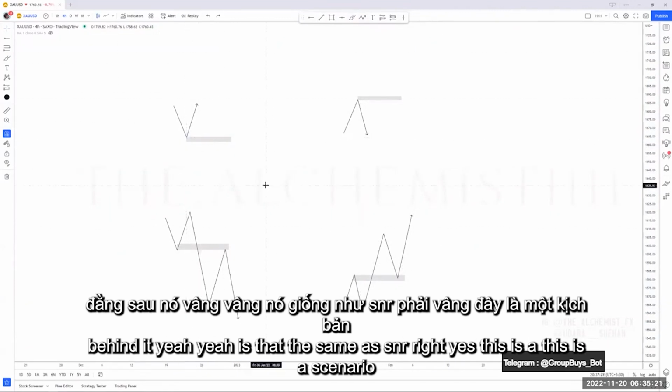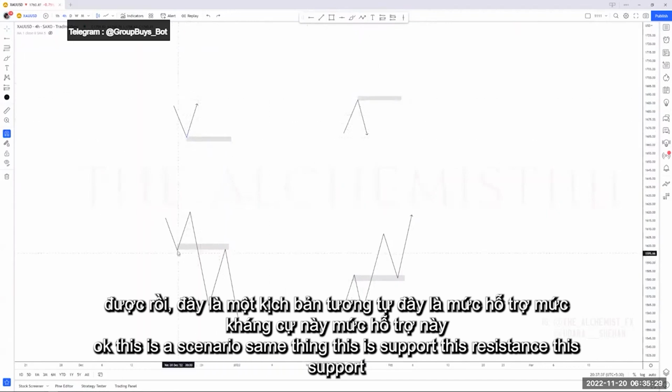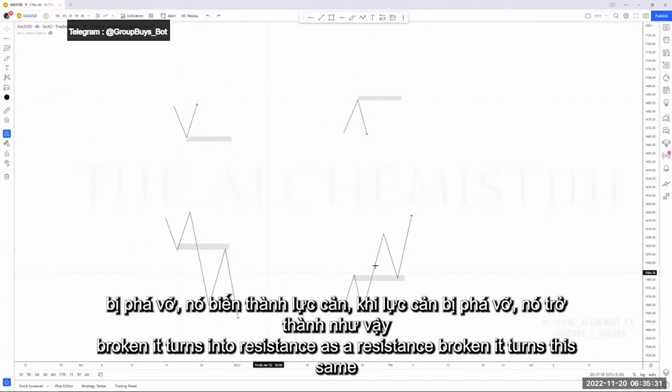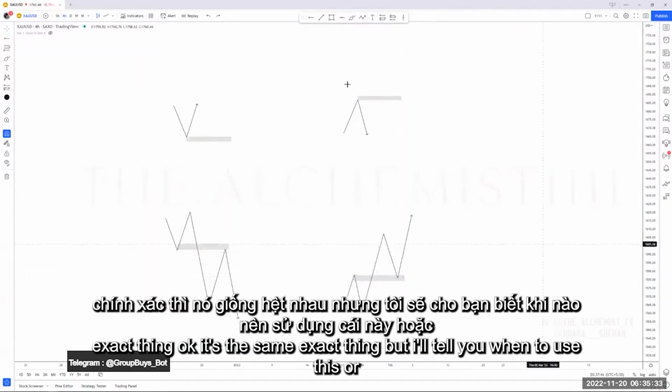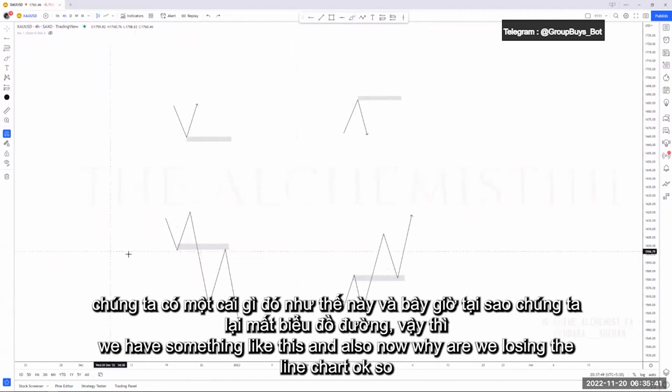Is that the same as SNR, right? Yes, this is SNR. Same thing. This is support, this is resistance. Support broken, it turns into resistance, or resistance broken, it turns into support. It's the same exact thing. But I'll tell you when to use this or when to use that. Even that depends. So yeah, we have something like this.